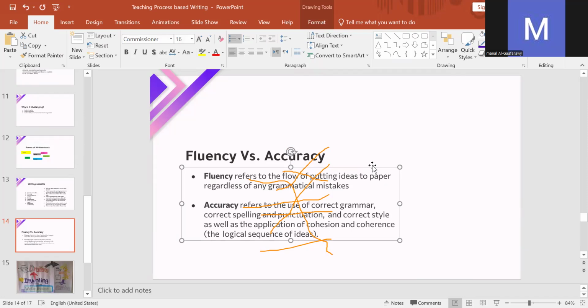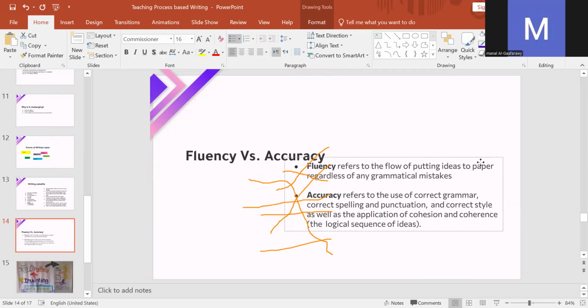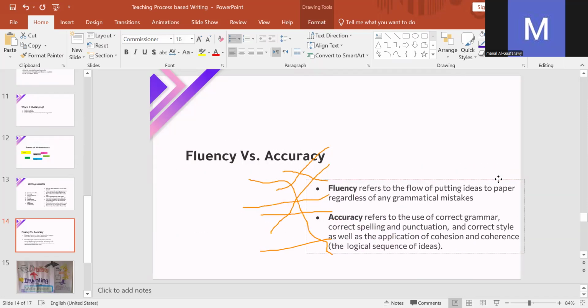Fluency refers to, let's move this away from these lines a little bit. Okay, so fluency refers to the flow of putting ideas to paper. Here, my focus is on letting students transmit their ideas in a written form on the paper, regardless of any grammatical mistakes. I don't care whether my students make any mistakes, okay? Because your purpose is to help them write.